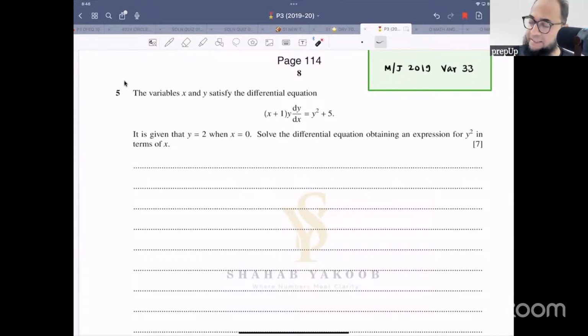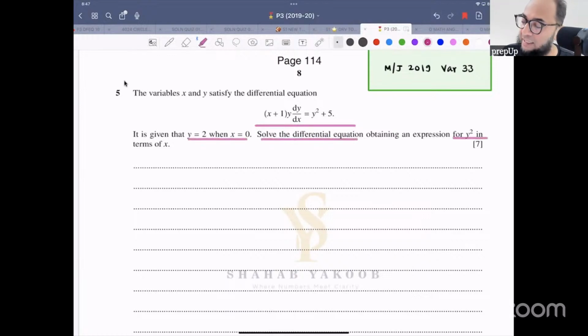Okay, let's get started with this. The variables x and y satisfy the differential equation. And let me write it down. Variable separable. It is given that this is the differential equation. Solve the differential equation. This is the condition. Obtain an expression for y squared in terms of x.